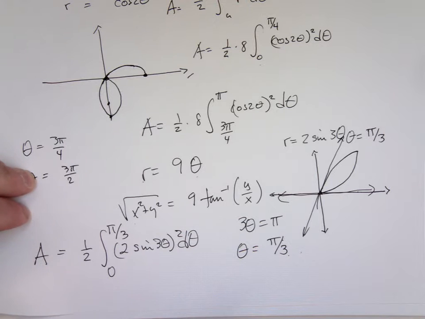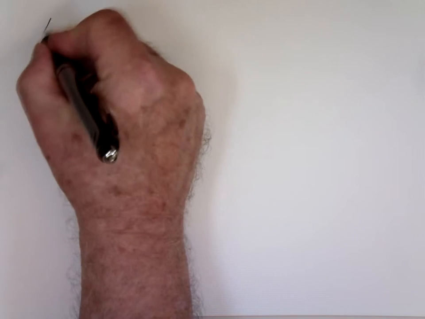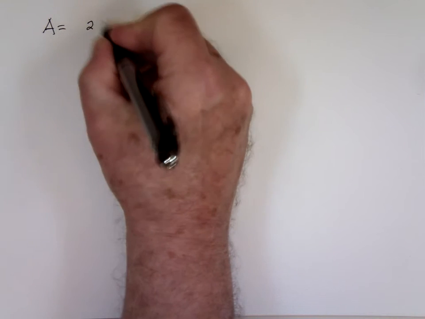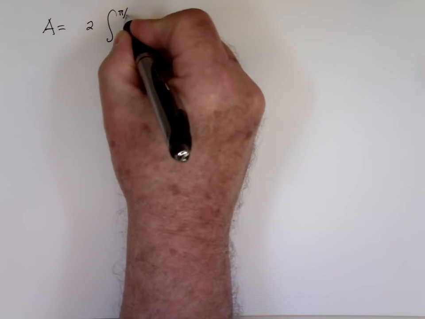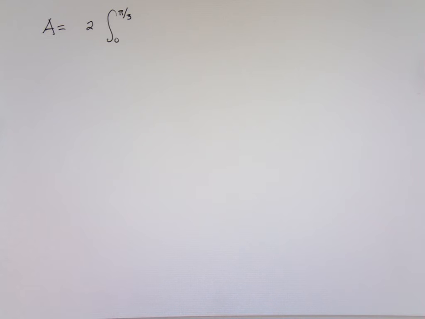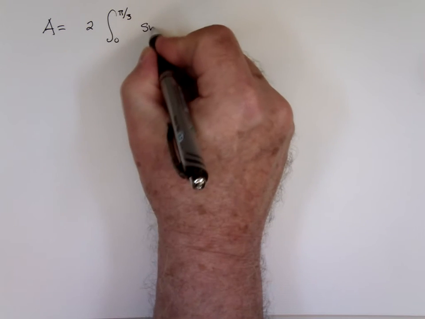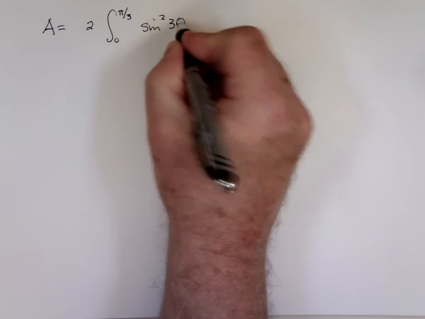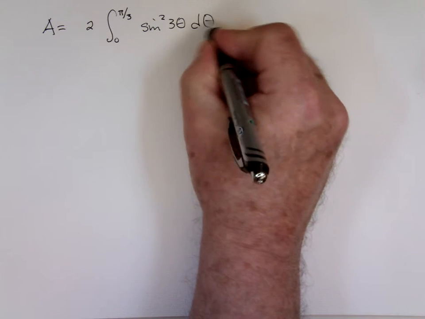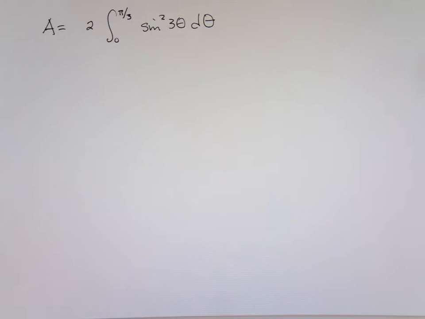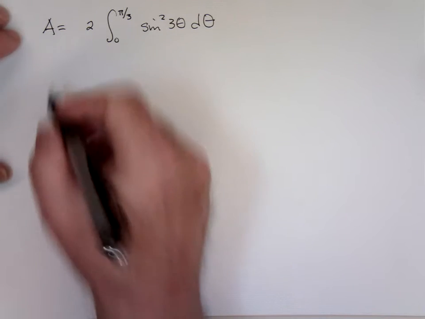Okay. So let's square the 2, 4, bring it out front, times 1/2 is 2. So I'm going to rewrite this as 2 times the integral from 0 to pi over 3 of sine squared 3 theta d theta. Well, let's do it out. How do you integrate sine squared? What do you have to do? Half angle substitution. Let's do it.